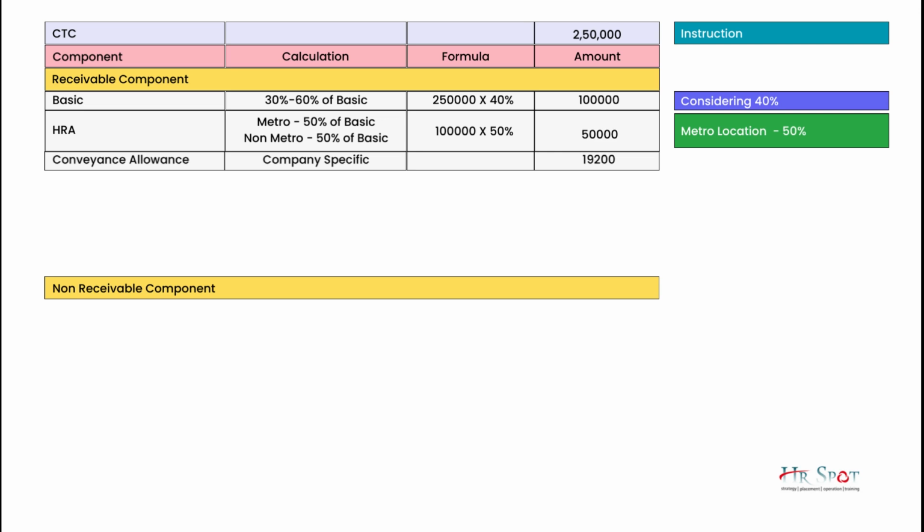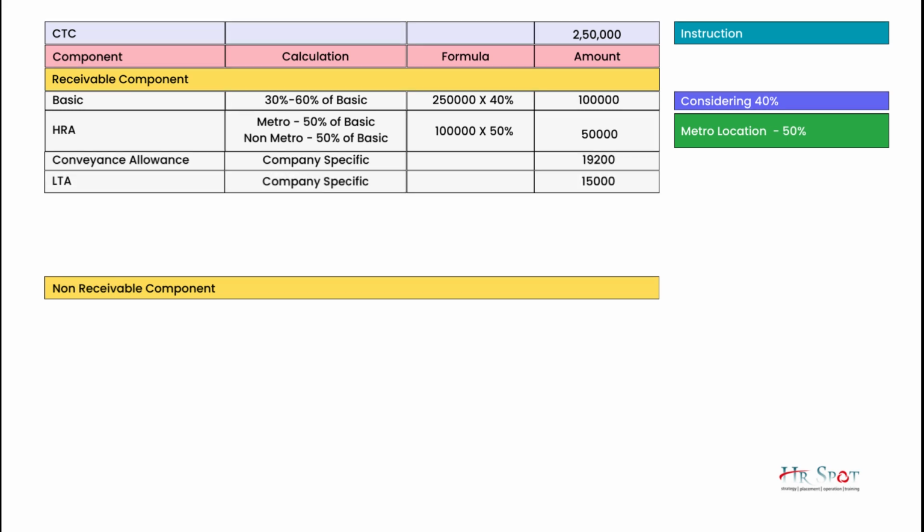19,200. As we have told that it is having a link with the income tax, which we are going to discuss later, but mostly the conveyance allowance will be 19,200. LTA, leave travel allowances, it has been considered as 15,000, which does not have any specific formula or percentage. It should be up to the company how much LTA they will offer.